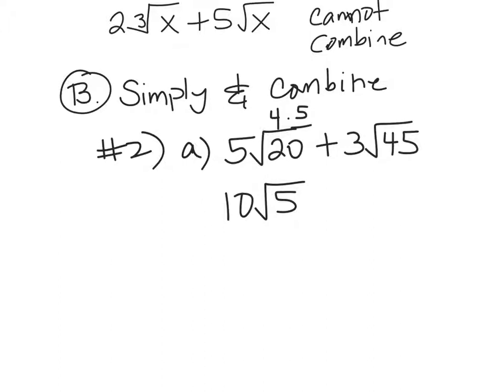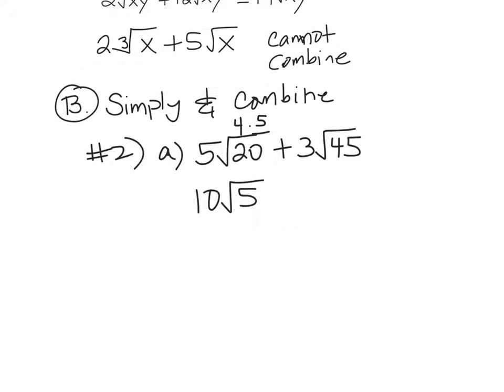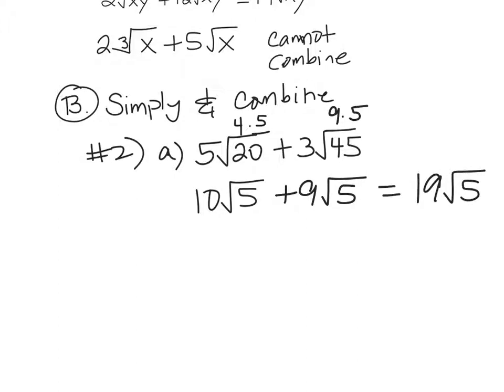Just simplified. Okay, and then over here, is there a perfect square in 45? Sure. How about 9 times 5? Square root of 9 is 3. I bring it out and multiply. And so now, once I have simplified, I look at it and I go, oh, they were like terms, weren't they? So we can add these up. And so if I have 10 rad 5s plus 9 rad 5s, I end up with 19 rad 5s.